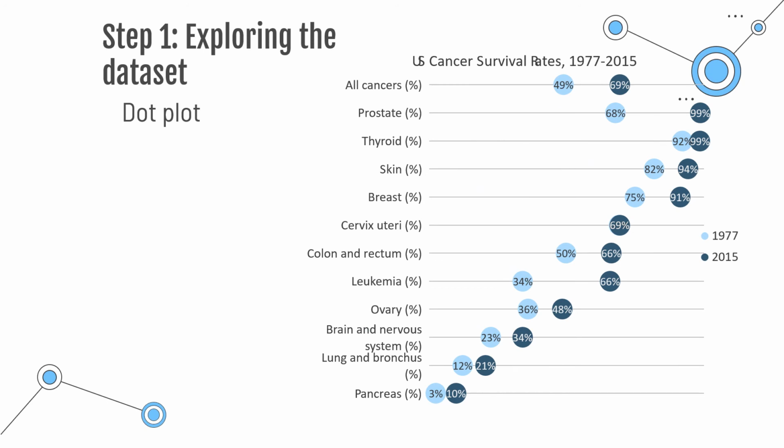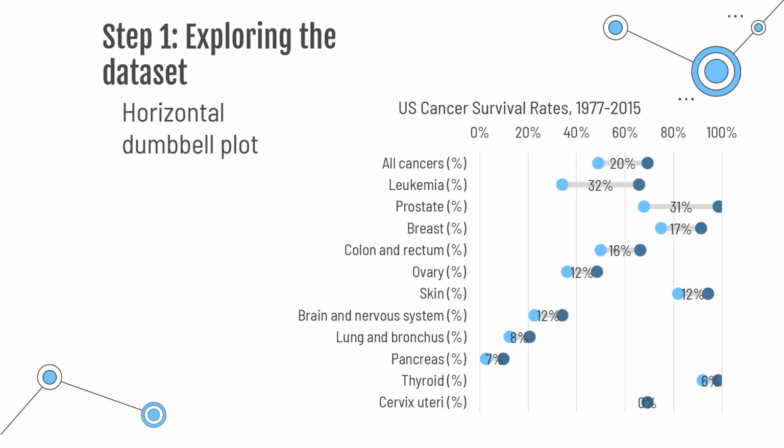Here's the data in a dot plot, which again shows the survival rates just at 2 points, here in 1977 and then in 2015. And finally, here is the same data in a horizontal dumbbell plot showing the survival rates in 1977 and in 2015 with the change in survival rates highlighted there.